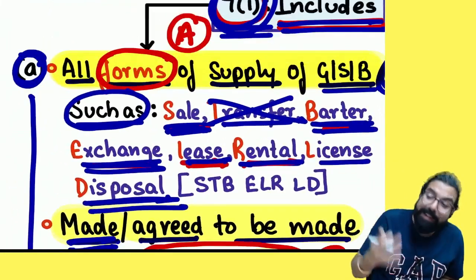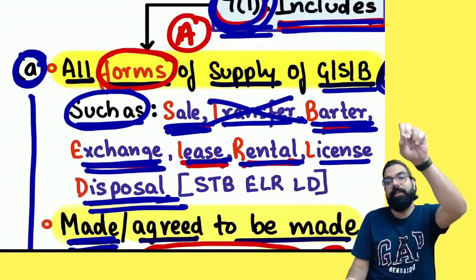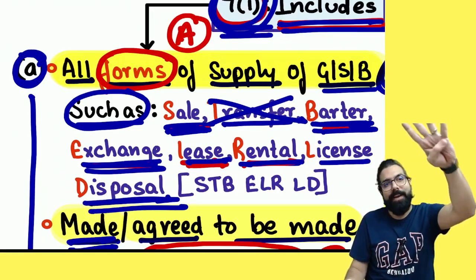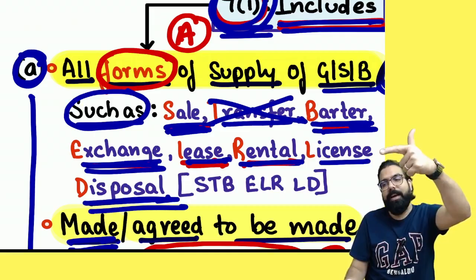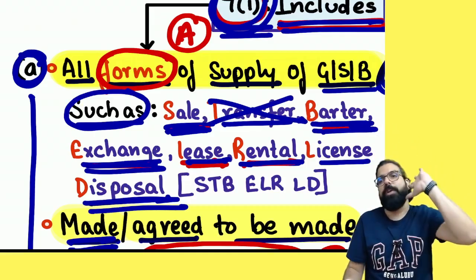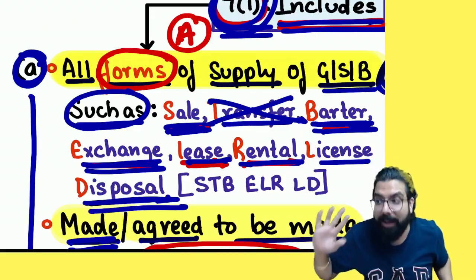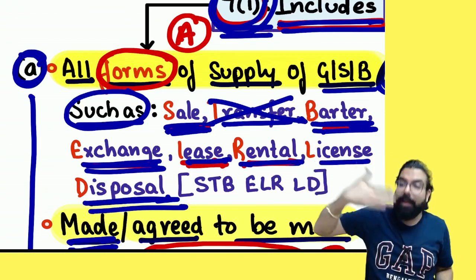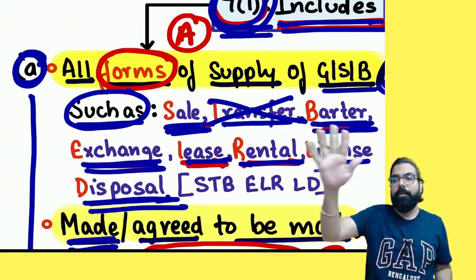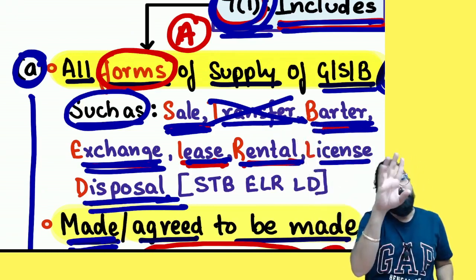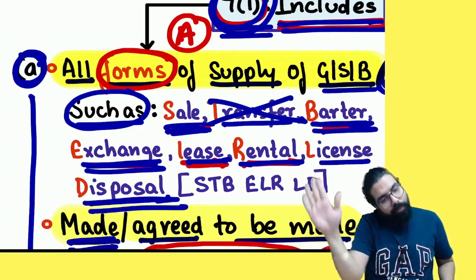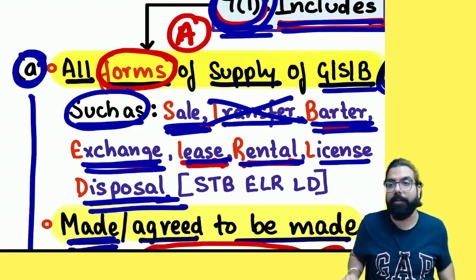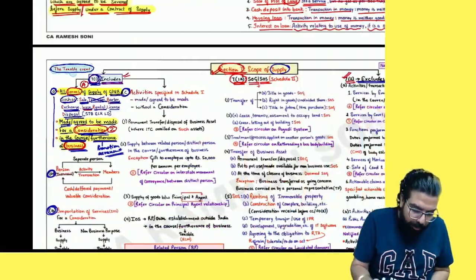You can call that activity by any name, whether you call it sale, transfer, barter, exchange, lease, rental, license, disposal. Doesn't matter. You call it by any name. It should be done or agreed to be done for a consideration, in the course or furtherance of business. Please tell me, everyone, are we all clear till here? Chalo. Now I move to the next one.